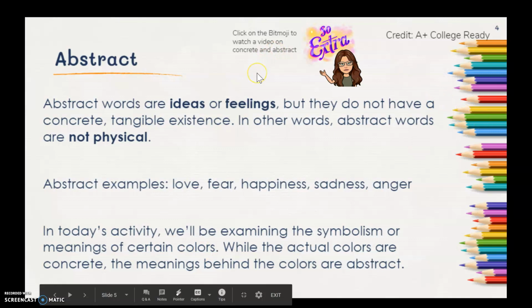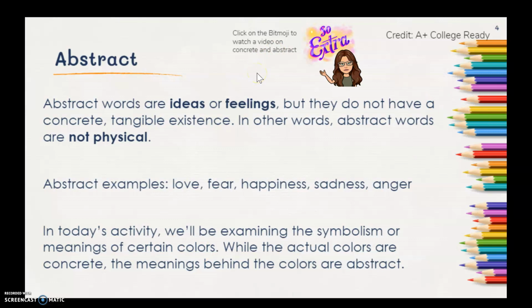If you need a little extra information, a little extra practice on the difference between concrete and abstract, you can click on my Bitmoji right here, and you can watch a little bit of an extra YouTube video.